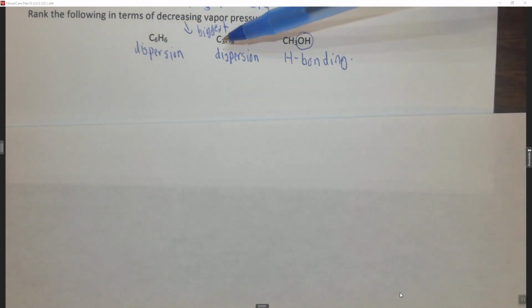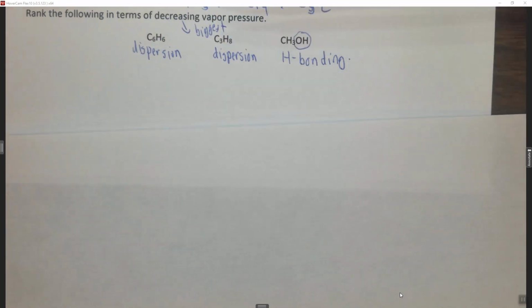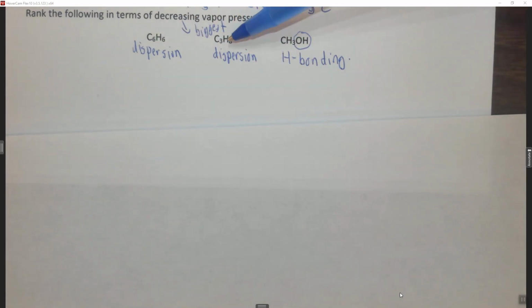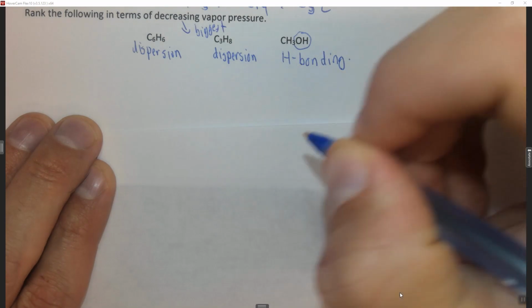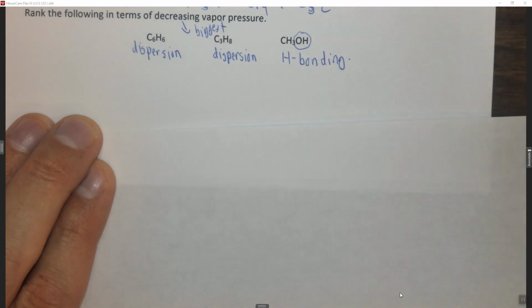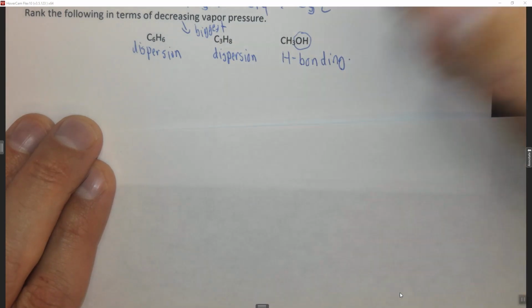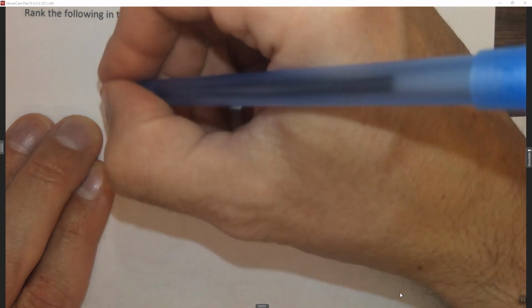Now you can look up the molar mass, or you can just look simply, this has more carbons than this. Since carbon is much more massive than hydrogen, the carbon is going to make more of a difference. So if we look here, this is 78.11 and this is 44.10, but you don't necessarily need to look them up. This has 3 carbons, this has 6 carbons, so this is going to be the absolute greatest vapor pressure because it has the lowest molar mass and therefore the weakest dispersion forces.